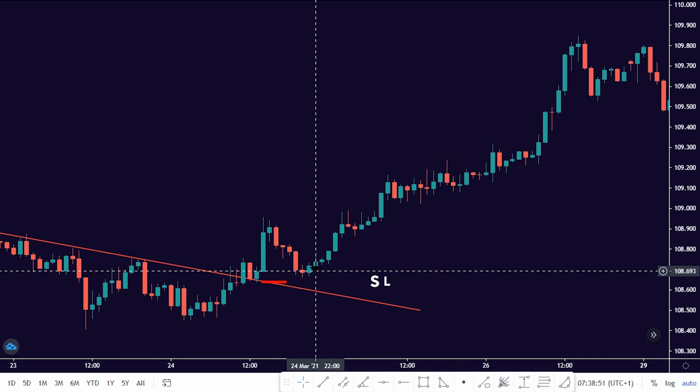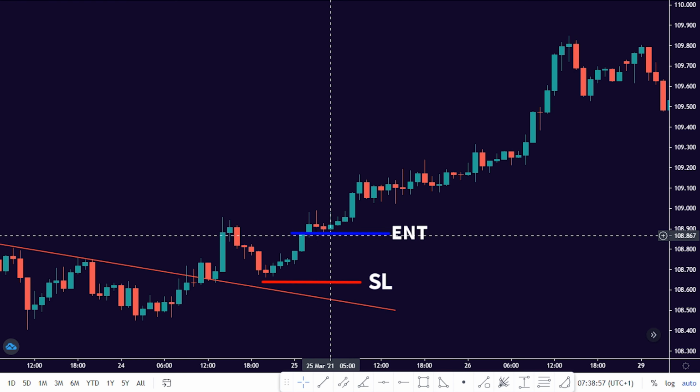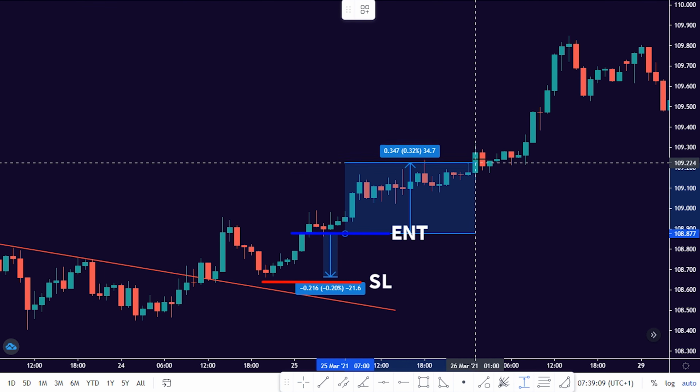Stop loss can be placed at this swing low of retest, and entry at the head-shaped bullish candlestick here. We can target 2 or 3 risk-reward ratios in this type of setup.